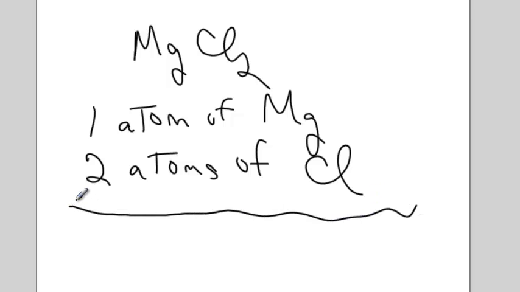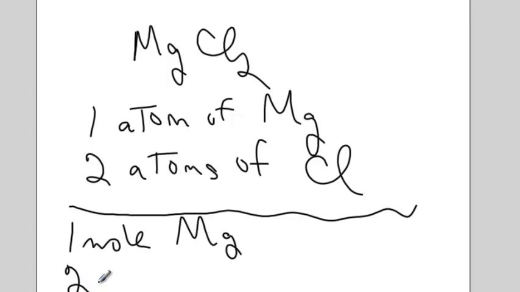It also means, since 6.02 times 10 to the 23rd is the number of atoms in a mole every time, that for every 1 mole of magnesium, I have 2 moles of Cl. And that's true of every single chemical formula. The subscripts tell you a mole-to-mole ratio. Now remember, that doesn't mean that in your beaker of magnesium chloride you have only 1 mole of magnesium and only 2 moles of Cl.